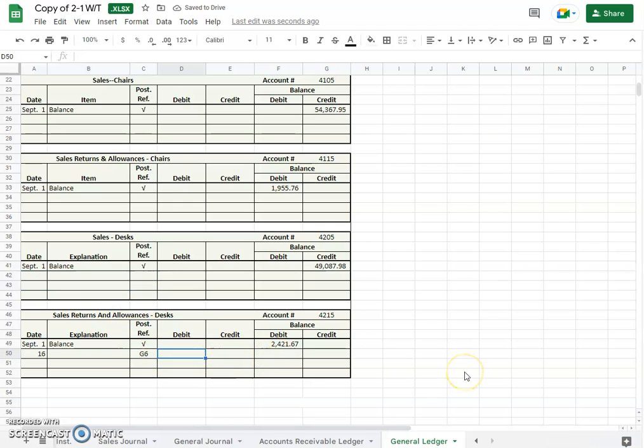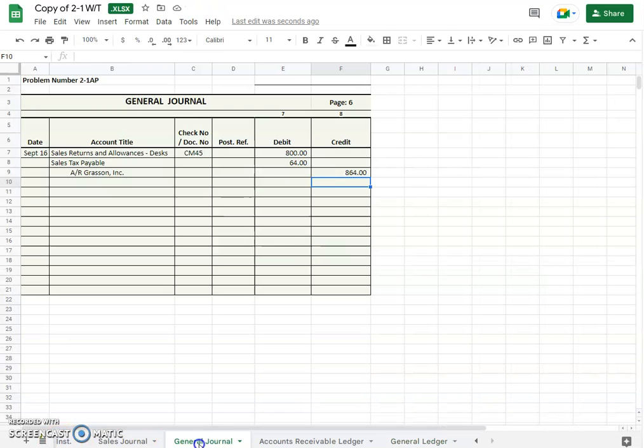And the debit was $800. And our new balance is there. 4215 is our number that we'll put back in the general journal. But that's not the only... That one is the only spot it gets posted. Just kidding. Now sales tax payable, $64.